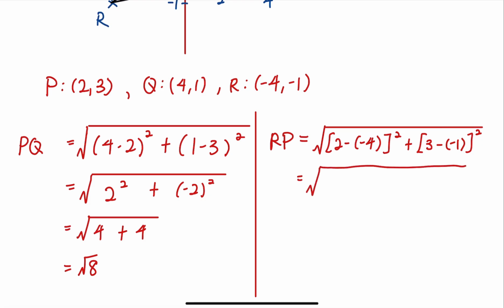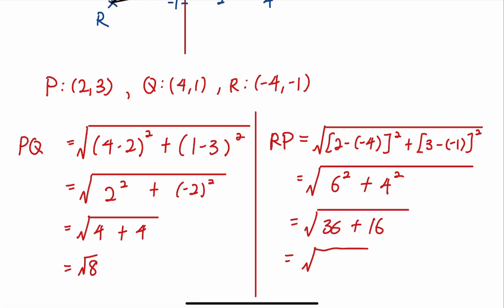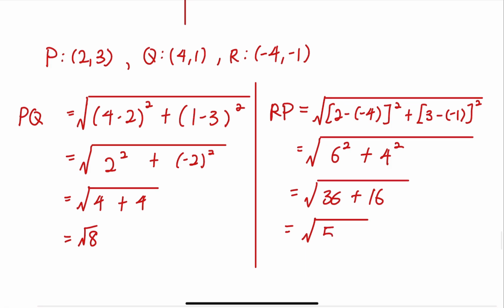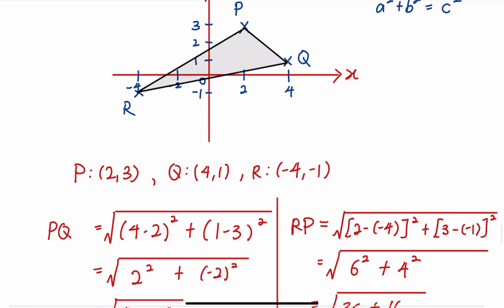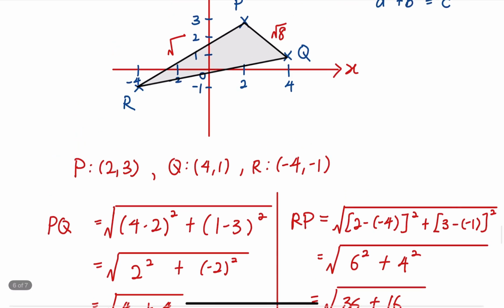The length of RP is simply 2 minus negative 4, which is 6 square, plus 3 minus negative 1, which is 4 square. Simplifying further, this is 36 plus 16, so I will get the square root of 52. This is RP. So this length here is root 8, and this length here is root 52.